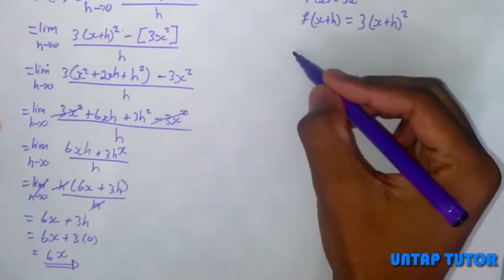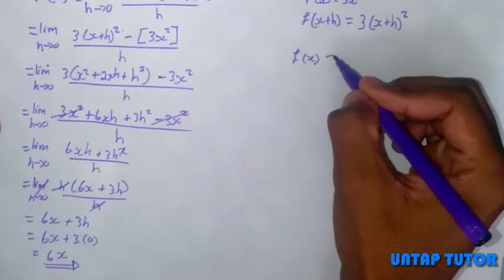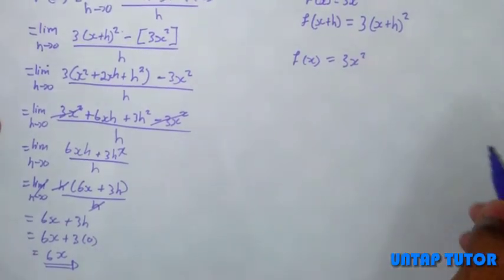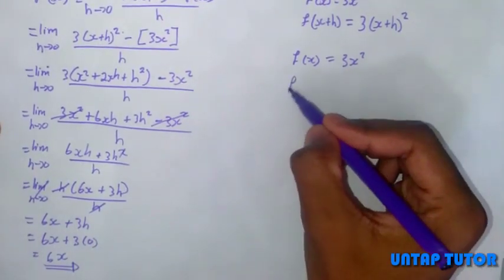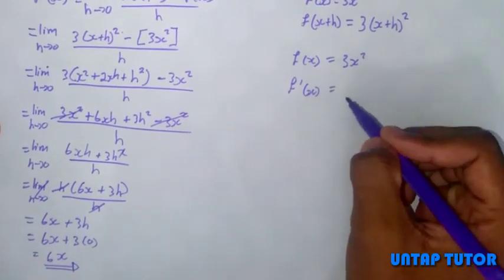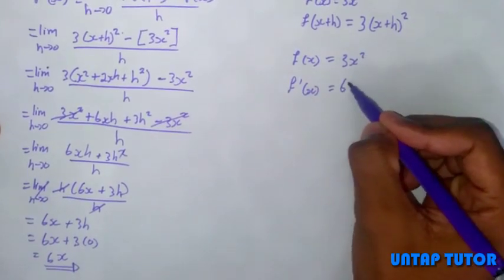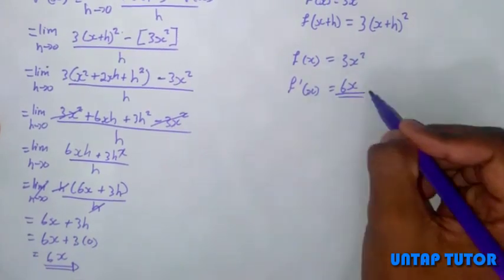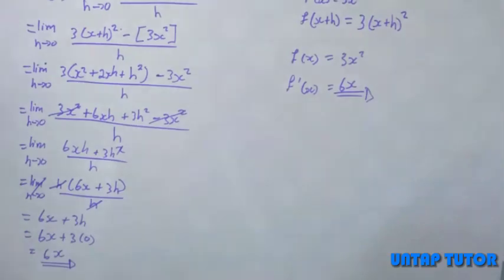And if we check, f of x is 3x squared. So if we use the power rule to check if our answer is correct, it's going to be f prime of x, then the power is 2 times 3, which is 6x to the power of 2 minus 1, which is going to be 1. So 6x, therefore our answer is correct.